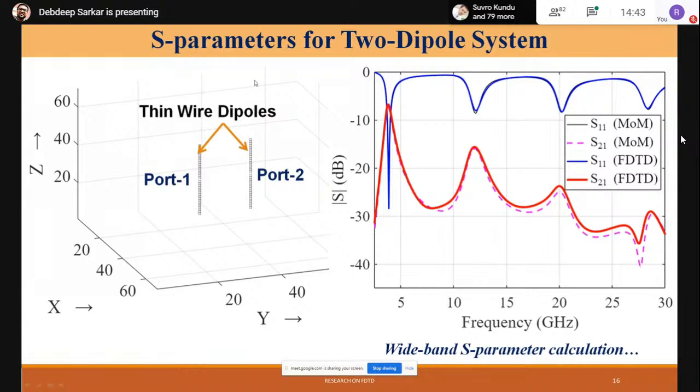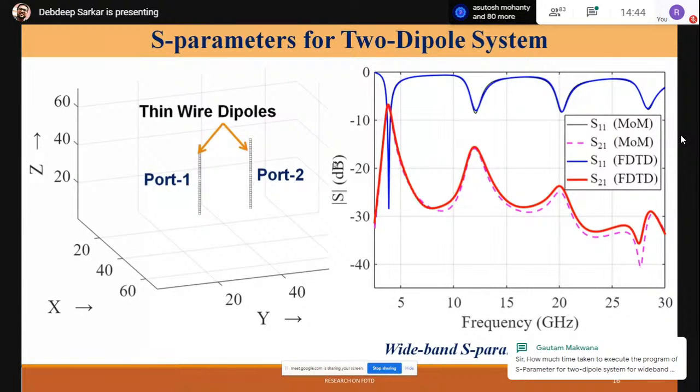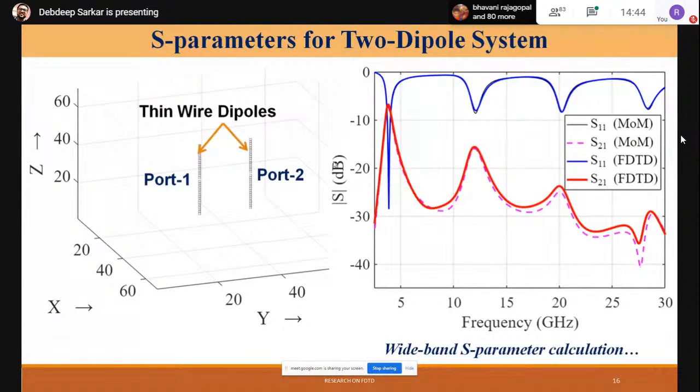For the MOM, you do not need to enclose the entire thing and calculate the fields at all the points. You just concentrate on the two wires that are basically radiating. But for our FDTD simulation, we have to get into this entire total cubical box, which is padded with PMLs on all sides to stop the waves from interacting with the walls and coming back to corrupt the data. So all those considerations have been taken care of. That actually increases the memory requirements and slows down the system.